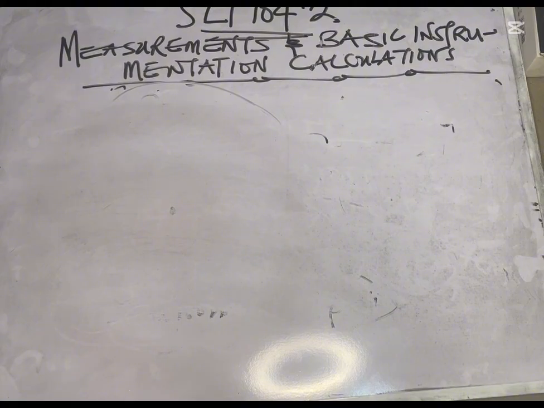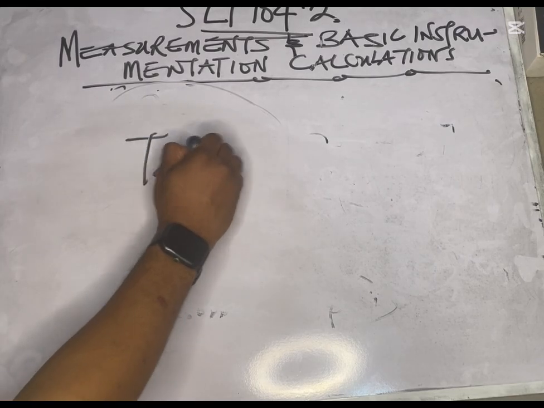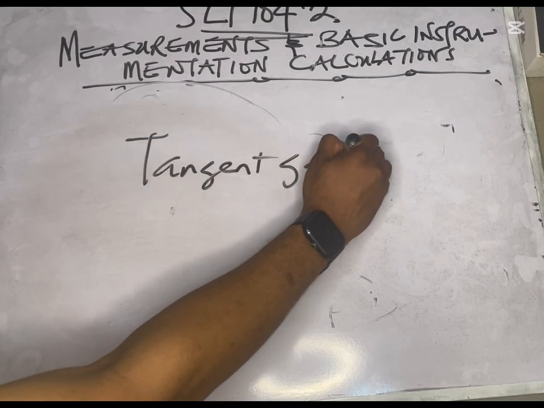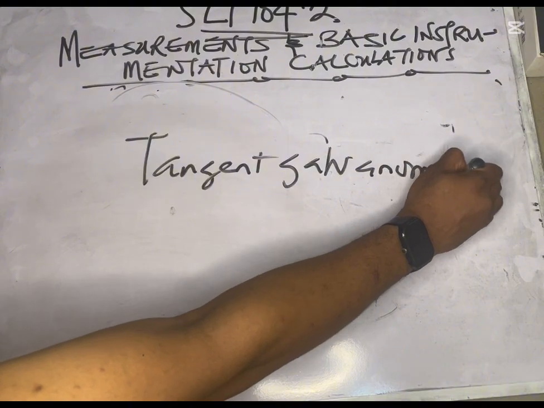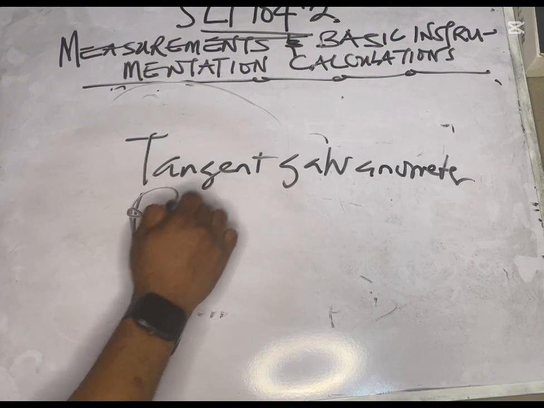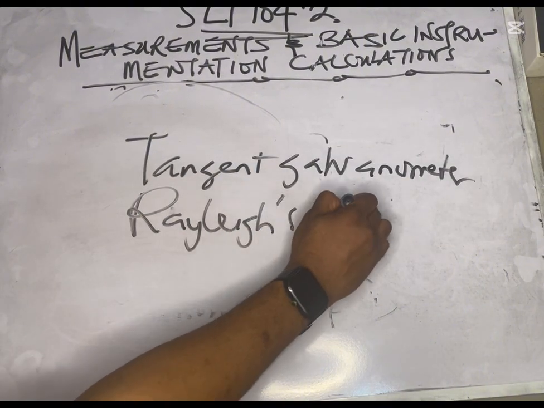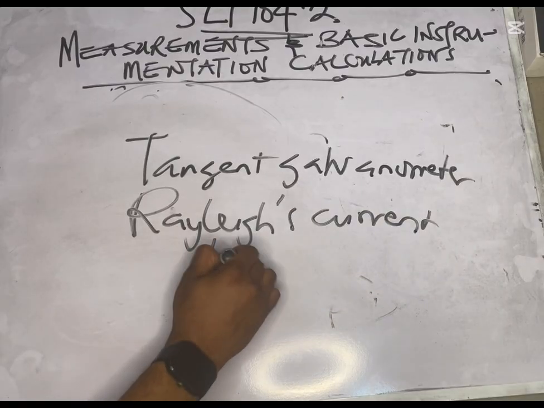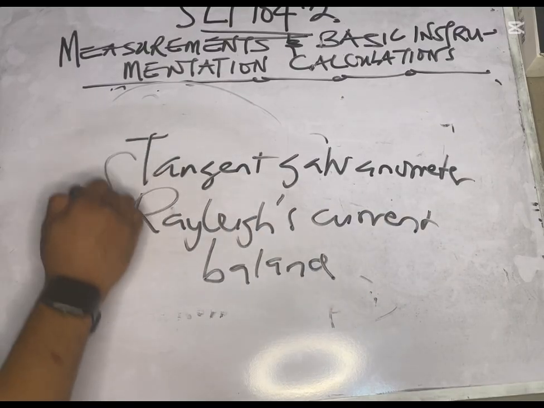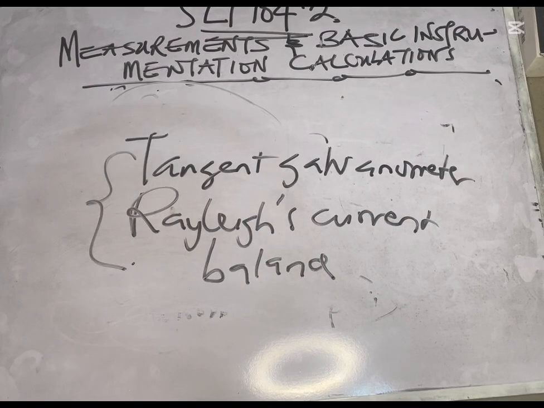So basically, examples, we have what we call the tangent galvanometer. Then we have what we call the Rayleigh current balance. These are actually rare instruments. These are called absolute instruments. All right, then the ones that are commonly used are called secondary instruments.